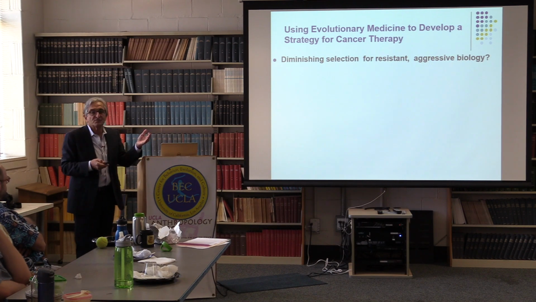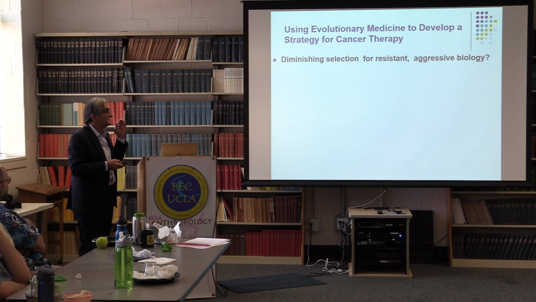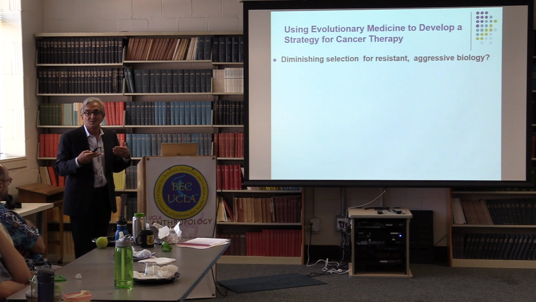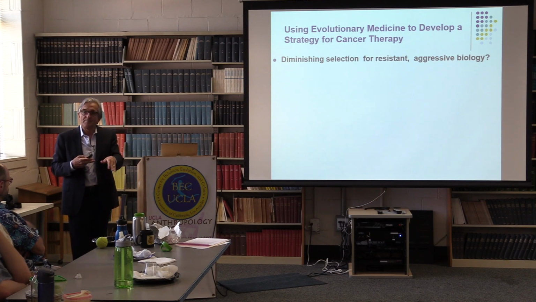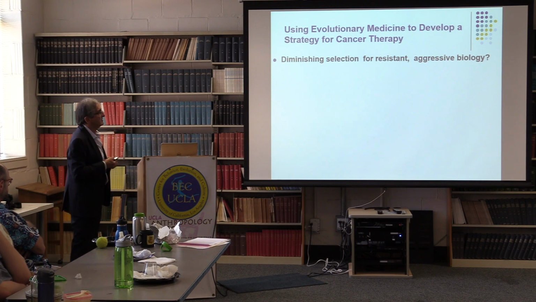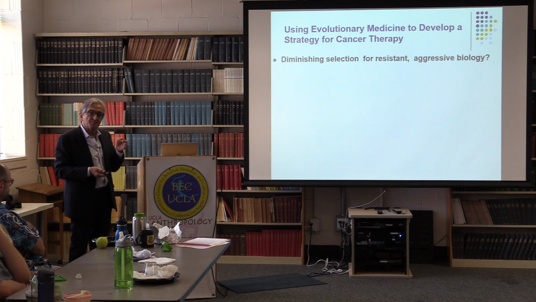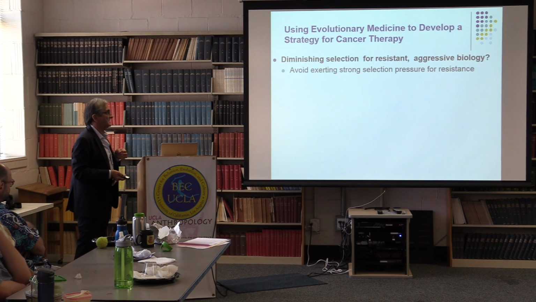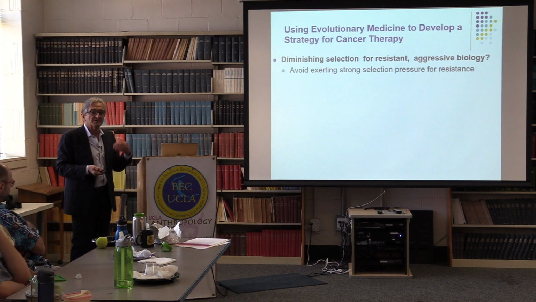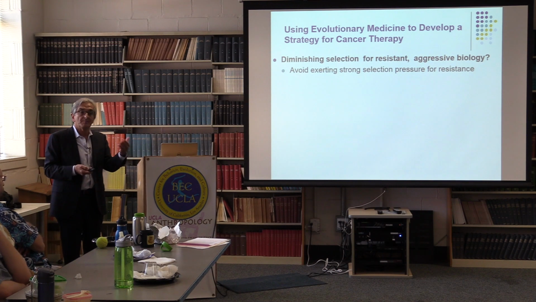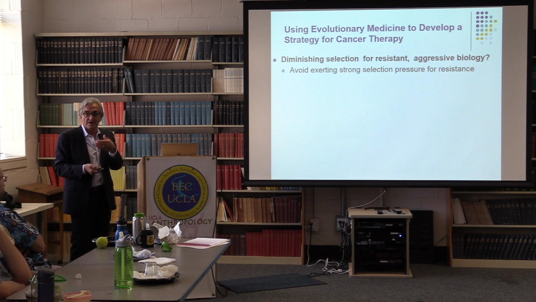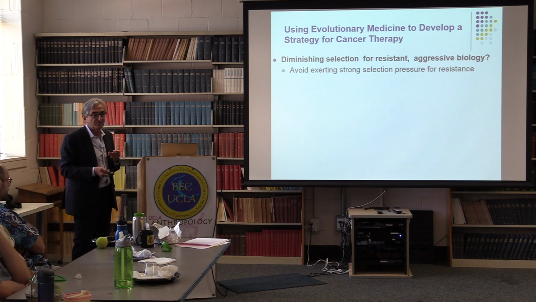One is to not go for cure at all. One is to coexist with the cancer and simply try not to select the most aggressive biology. Let the population go up and down, and perhaps that will allow the patient to live longer. Diminish selection for the most resistant aggressive biology. Avoid exerting the strongest selection pressure you have, because if you don't kill every last cell, what will come barreling back will be more aggressive and harder to treat than what you had before.